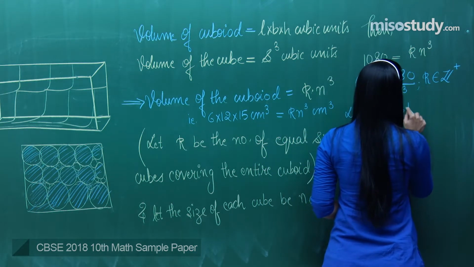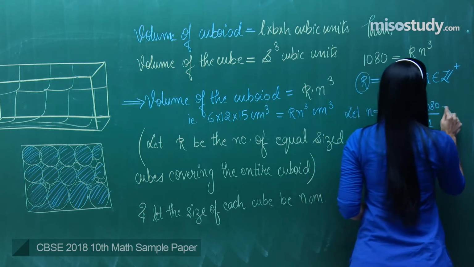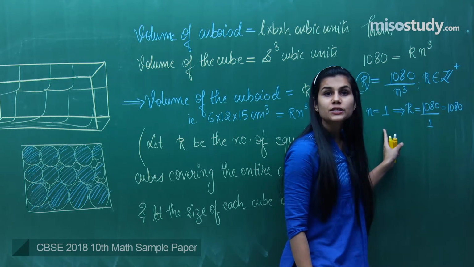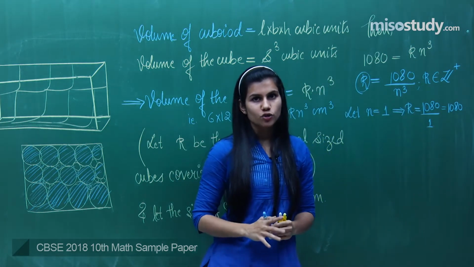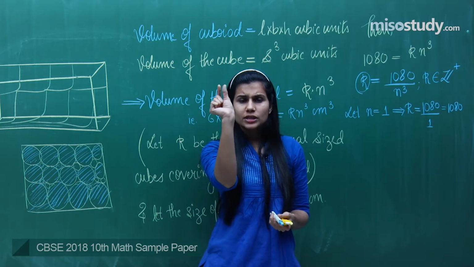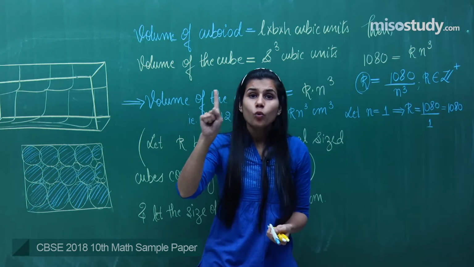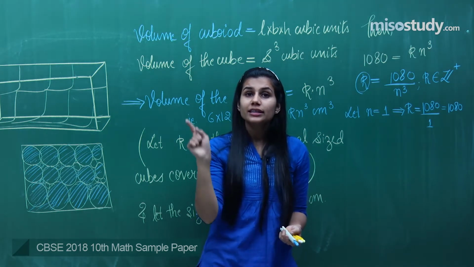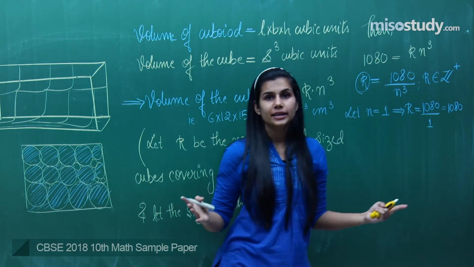In this case, k will be 1080 upon 1 cube, which is 1080. That means when you take cubes of size 1, side length 1, in that case you need 1080 cubes to cover the entire cuboid. Now obviously the volume of the cuboid is 1080, and if you have such small cubes of 1 length each, that means each cube is going to cover 1 cubic unit volume. So 1 plus 1 plus 1 plus 1, 1080 times I need to cover the volume of the entire cuboid. And that is why in this case I need 1080 cubes to cover my entire cuboid.